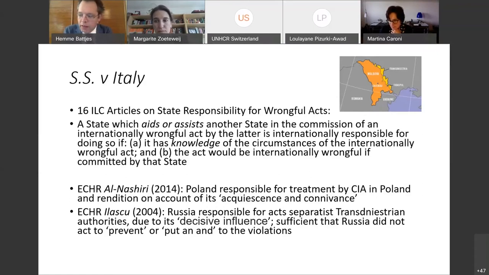I think that the case is obviously a politically very sensitive case. I mean, if the court would rule that indeed it falls within Italian jurisdiction, that blows up this whole memorandum of understanding with Libya and the practice there.